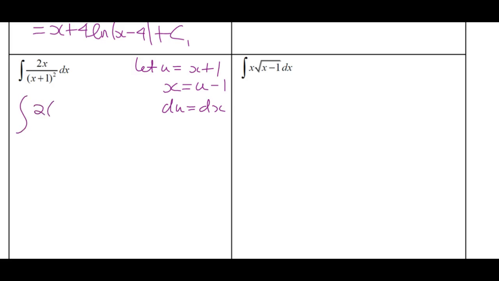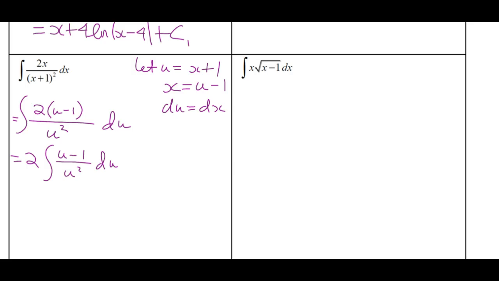So it's the integral of 2 times x. Well, x is u minus 1, over u squared, du. Now, I can pull the 2 out front. And I can split this up, right? I can write it as u over u squared minus 1 over u squared. Right? And those are easy to work out.